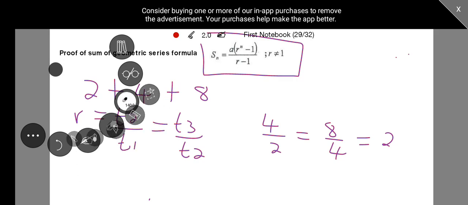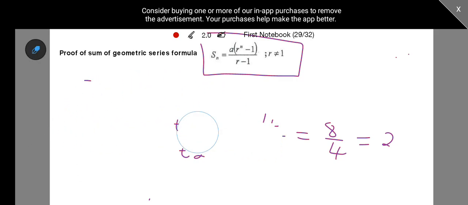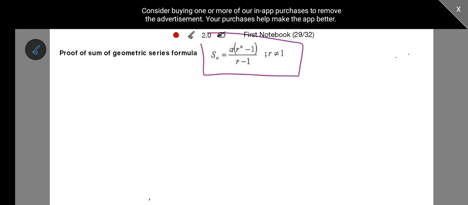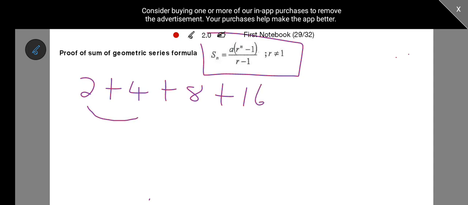There's something important which I want to illustrate here. We are given the series 2 plus 4 plus 8. Sorry, I said 2, 4, 6, but it's 2, 4, 8. Let's add the last one, 16. How do you move from T1 to T2? You multiply by 2. And how did you move from T2 to T3? We still multiplied by 2. And from T3 to T4? We still multiplied by 2.